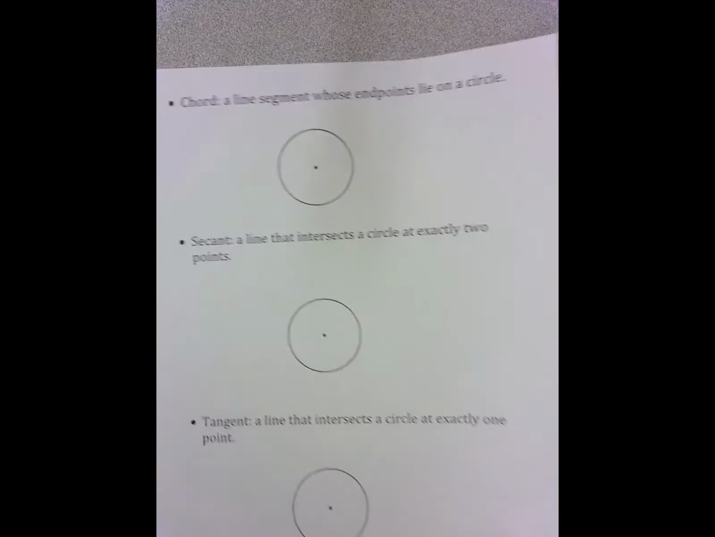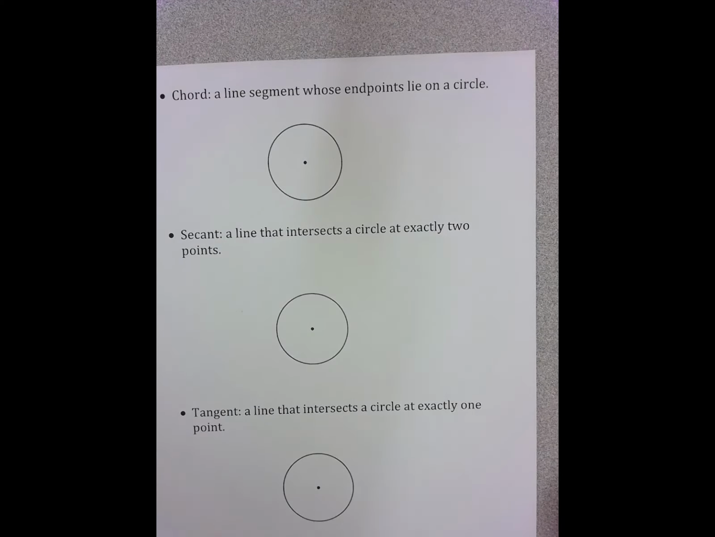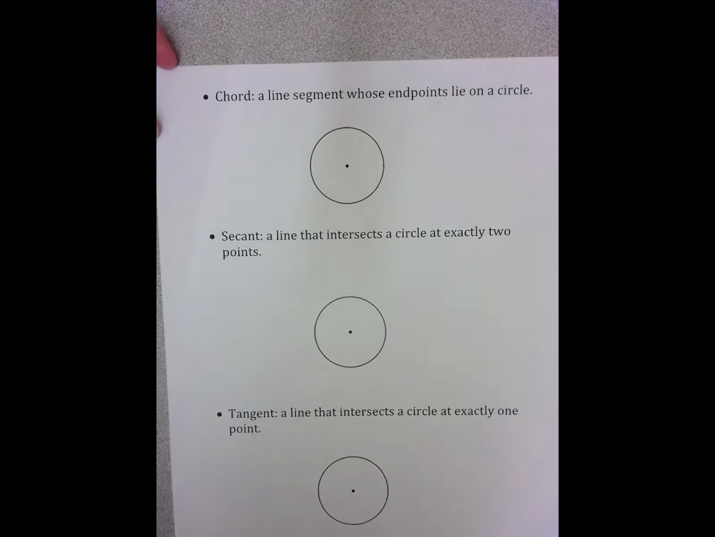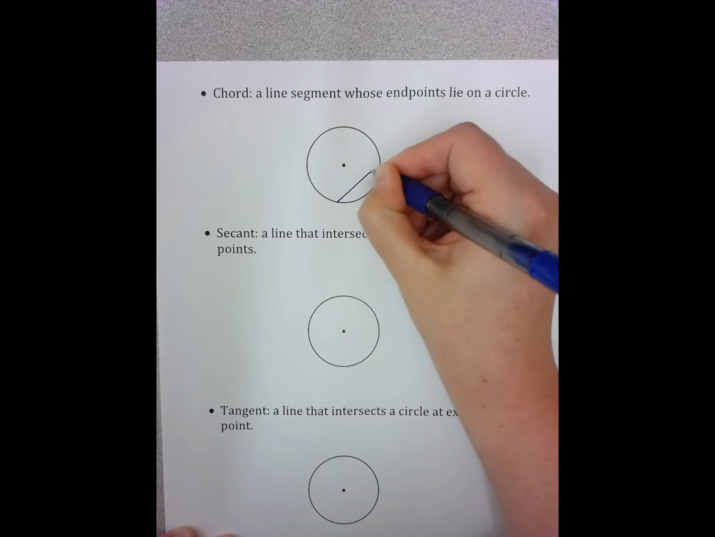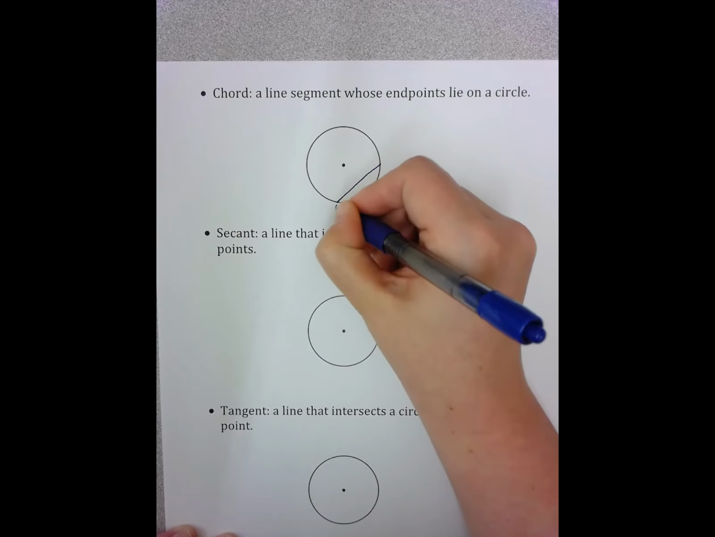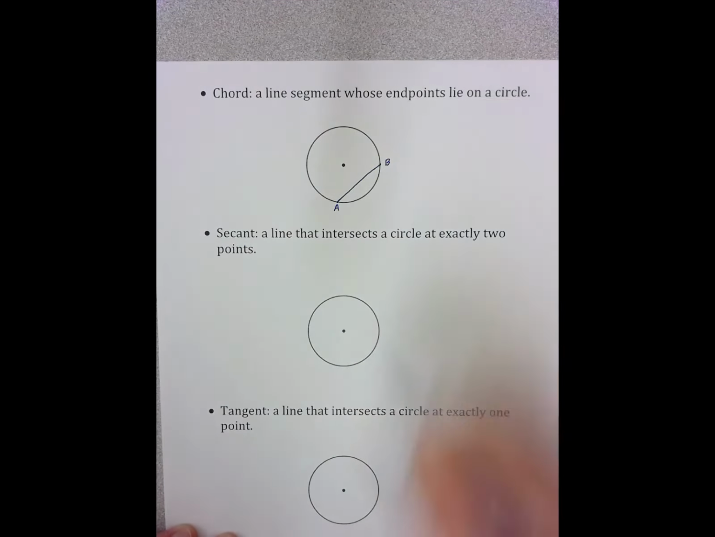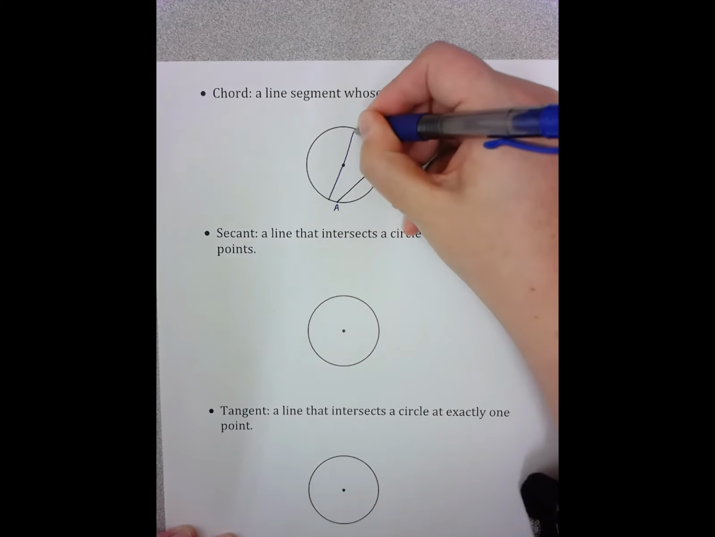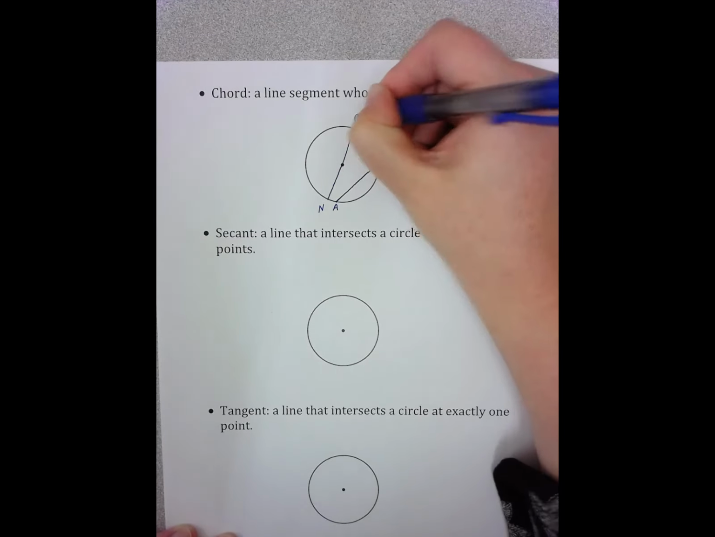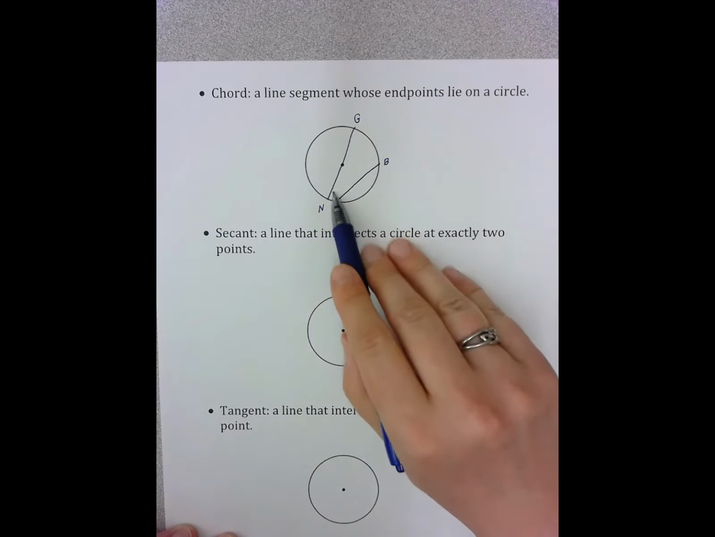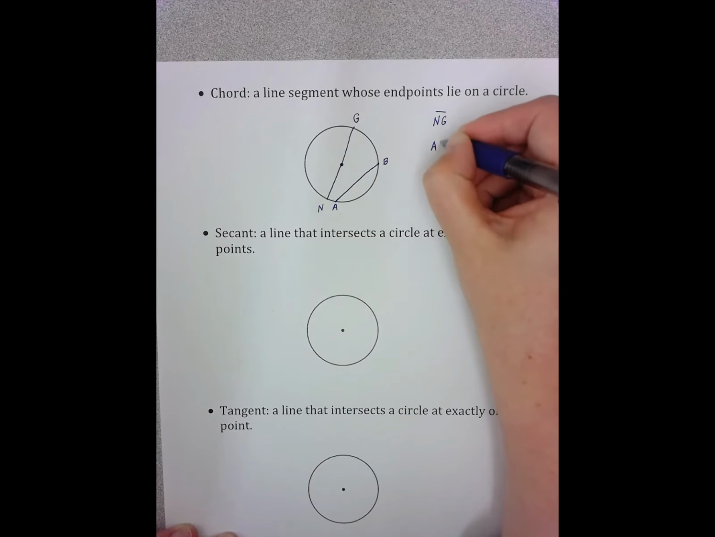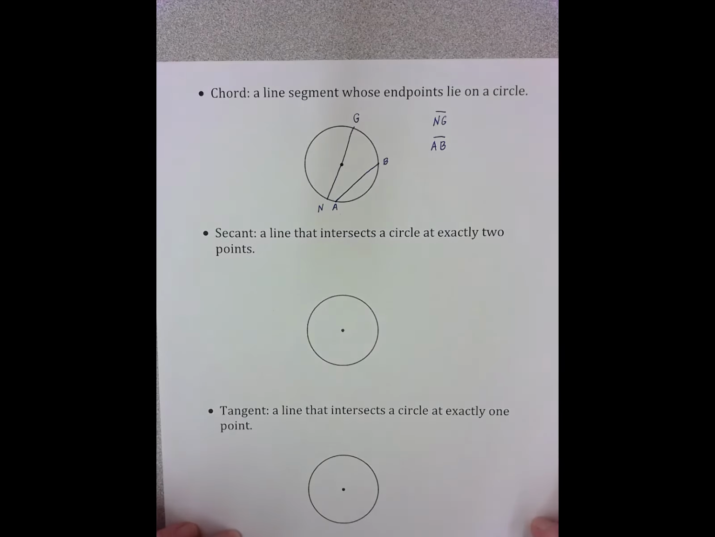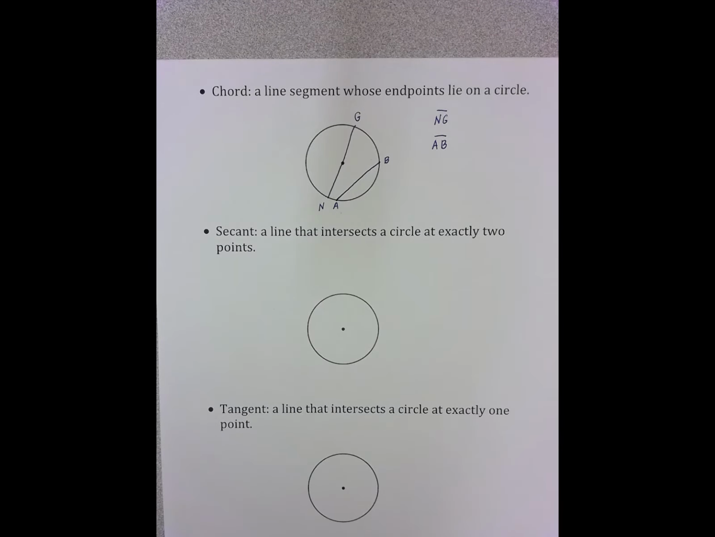Our next definition is for chord. A chord is a line segment whose endpoints lie on a circle. Line segment meaning it has a beginning and an end. So AB is a chord. So is NG. The endpoints are on the circle, and we name those with a line above the two letters with no arrows because it's a line segment, not a line.